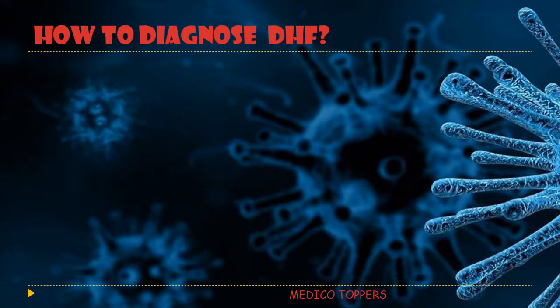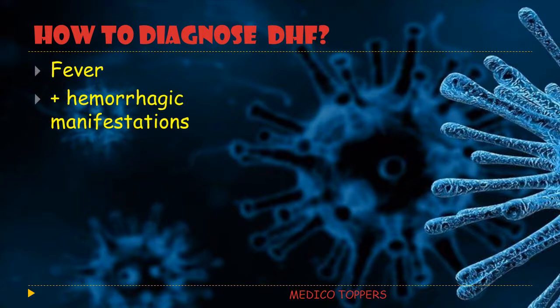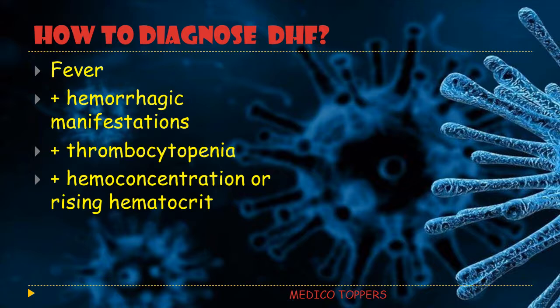Okay, now we know the clinical features. Now how to diagnose dengue hemorrhagic fever? There will be fever along with hemorrhagic manifestations, as we had seen. Then thrombocytopenia and hemoconcentration or rising hematocrit. So this is the diagnostic criteria. Try to remember exactly this four combination.